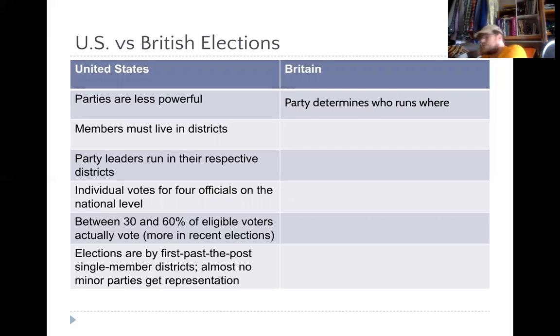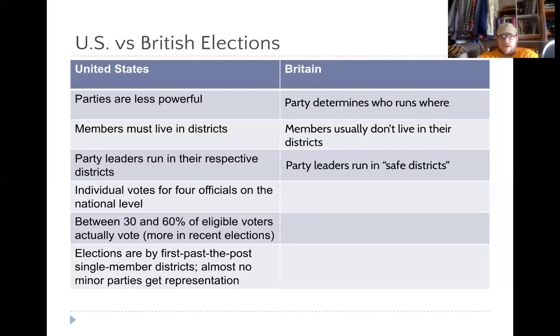So if I am running for election and I'm a member of the Labour Party and they hate me, they're going to have me run up against like the Conservative Party leader to knock me out of the House of Commons. So they get to determine who runs where. In the United States, members must live in districts. In Great Britain, that's not the case. They don't usually live there.